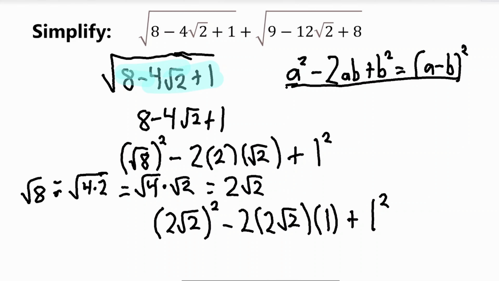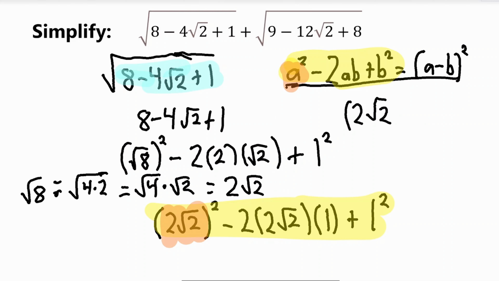Okay, so now we have this equation in form of this. So all we need to do now is convert it to this form. Okay, so first let's take our a. Our a, as you can see, is this. So this is this inside. So our a is 2 square root of 2. And our b is 1, as you can see.